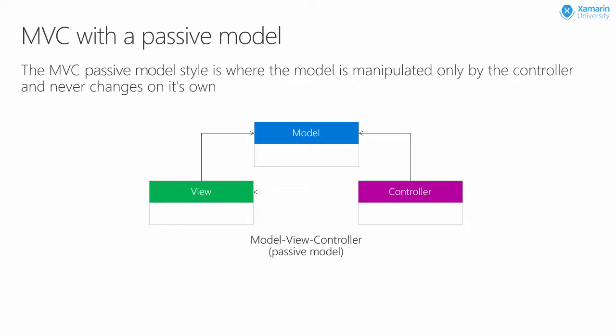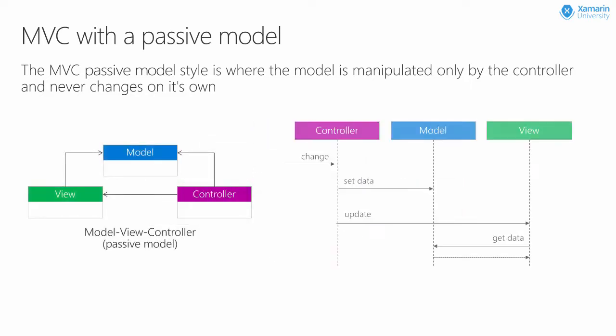Alternatively, there are systems where the model is completely passive and it's always manipulated solely by the controller. So here there's no need for the model to notify other components about changing state because the changes are always well defined and known to the system. In this case, when the change occurs, it's the controller that is notified. It responds by changing the state of the model and then notifying the view that the data has changed. The view then retrieves the new state from the model and updates itself accordingly. Now that we've seen the big picture of MVC, let's look closer and look at the individual pieces.